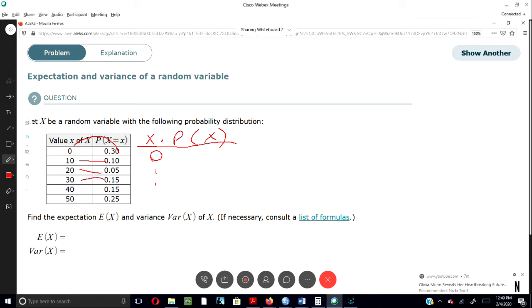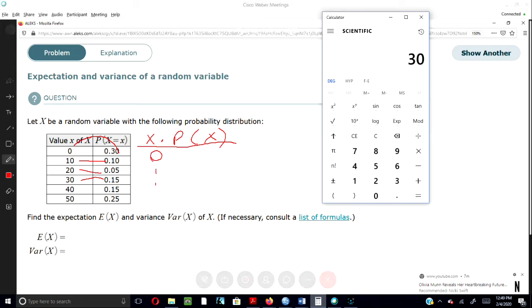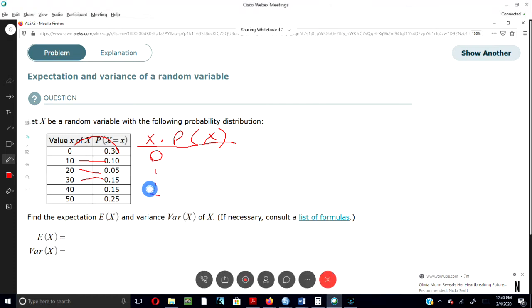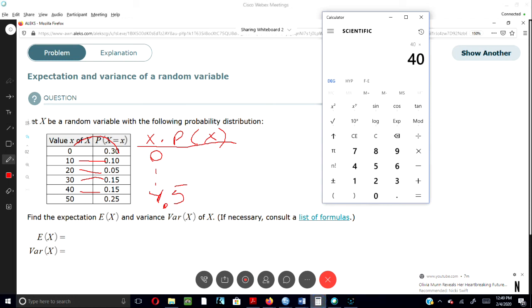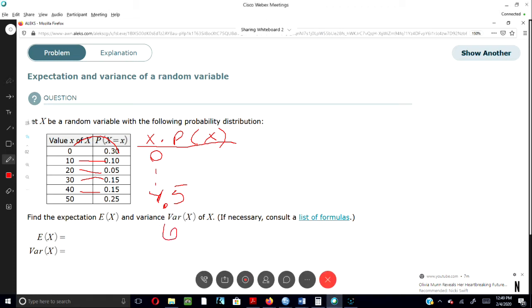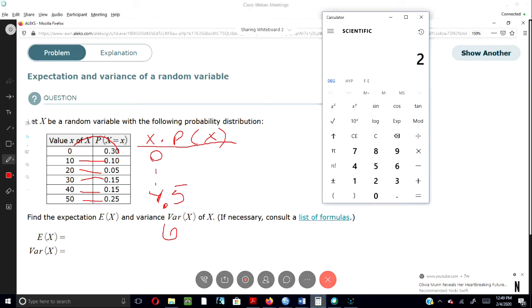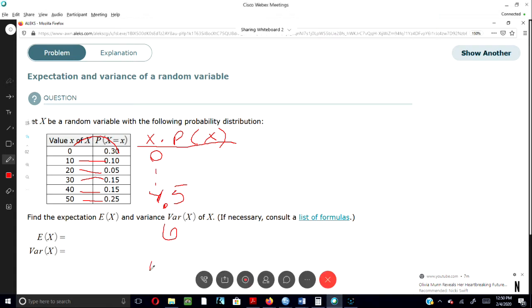Then you'll multiply 30 times 0.15, and that's going to give you 4.5. Make sure you know that's a 4. And then we'll multiply 40 times 0.15, and that's going to give you 6. And then we'll multiply 50 times 0.25, and that's going to give you 12.5. So this goes with that, that goes with that, and so on.